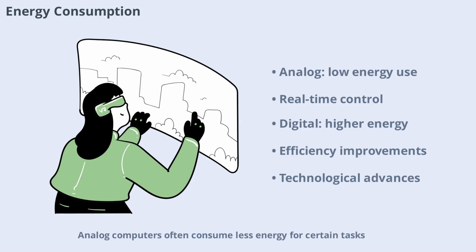Analog computers often consume less energy for certain tasks, especially in real-time control systems. Digital computers, while powerful, can use more energy, particularly when handling large computations. However, advances in technology are making digital computers more energy efficient every year.